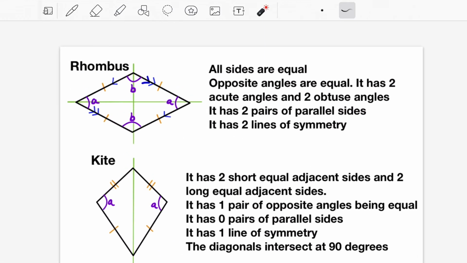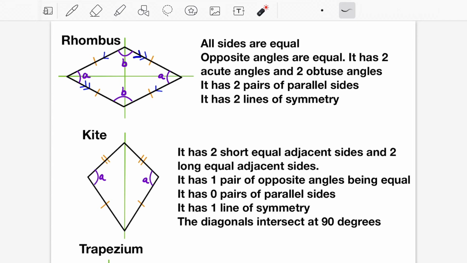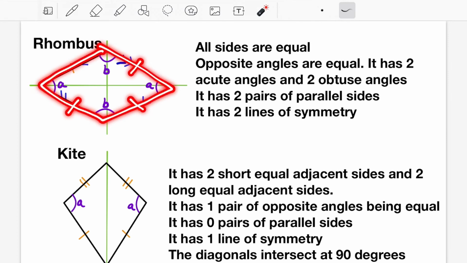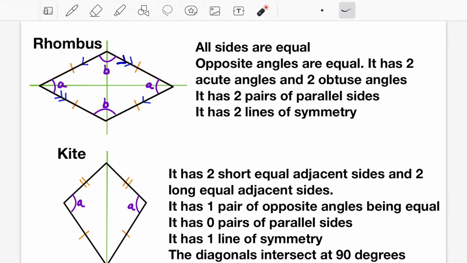Next, we have the rhombus. So a rhombus is like a shifted square as well. All the sides are the same length, or all the sides are equal. This is demonstrated by the short dashes on the side. Opposite angles are equal. We have two obtuse equal angles and two acute equal angles. We have one pair of parallel sides here and another pair here. So that's two pairs of parallel sides. It has two lines of symmetry.